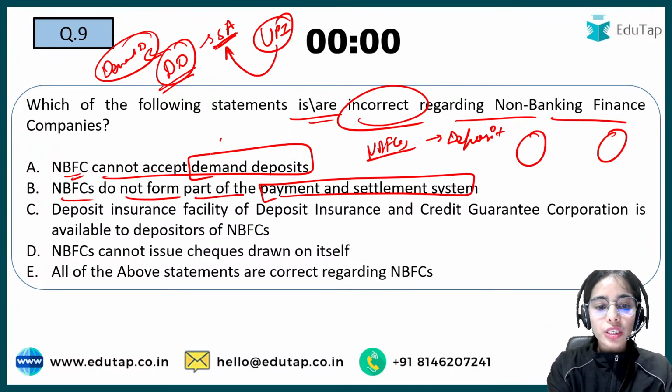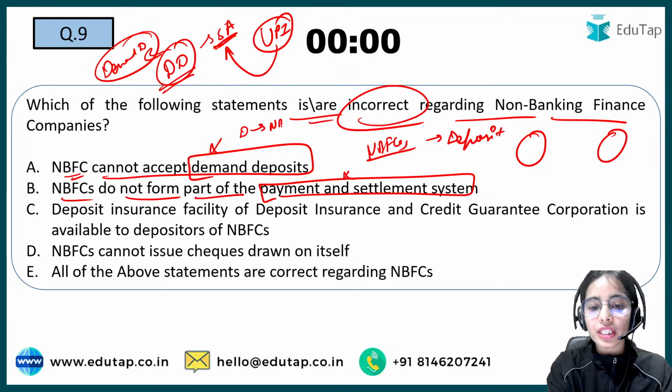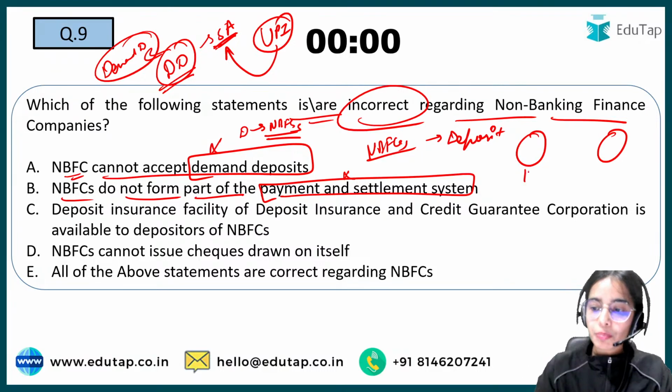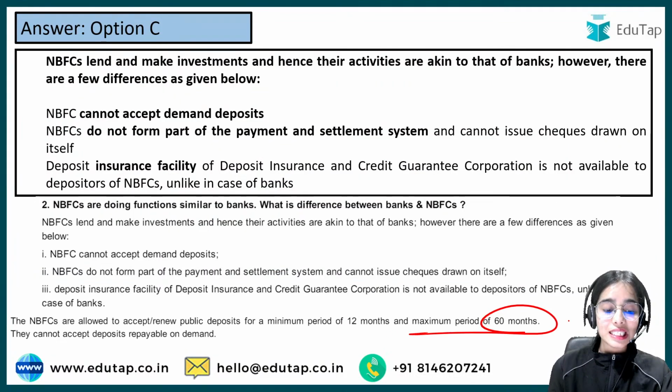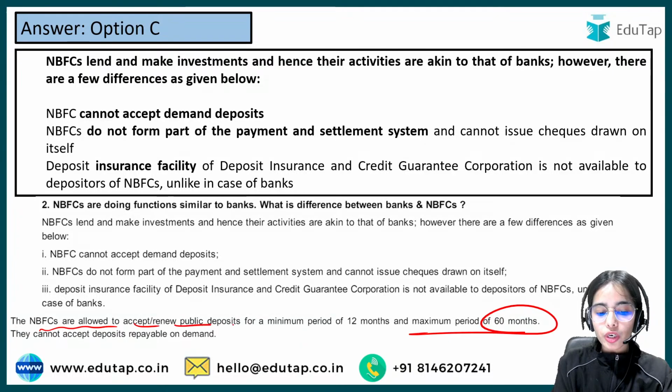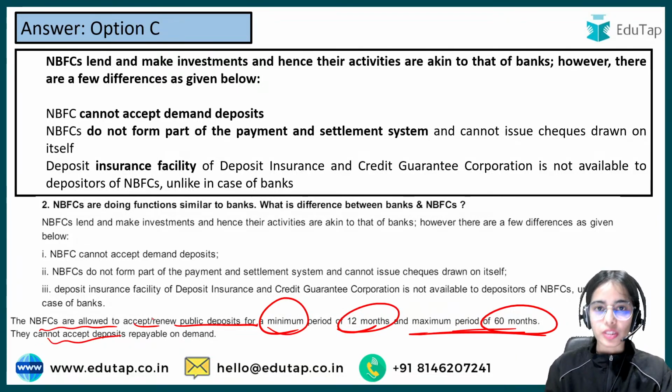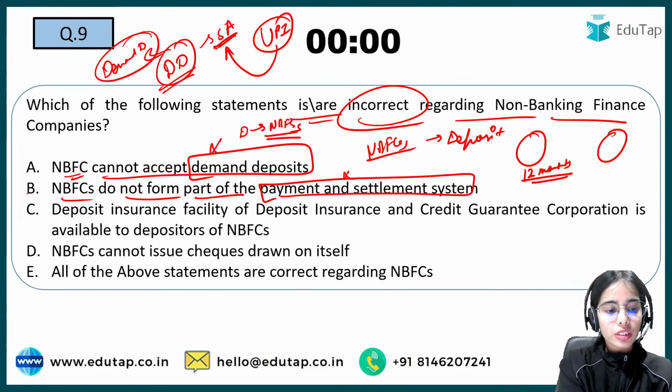So demand deposits cannot be accepted by NBFCs, and you cannot use the deposits you make with NBFCs for the payment and settlement system, because those deposits have a maturity period. For a minimum of 12 months NBFCs will have to keep your money, and for a maximum period of 60 months. NBFCs are allowed to accept or renew public deposits for a minimum of 12 months and a maximum of 60 months. They cannot accept demand deposits, that is, deposits repayable on demand. So both of these are correct.